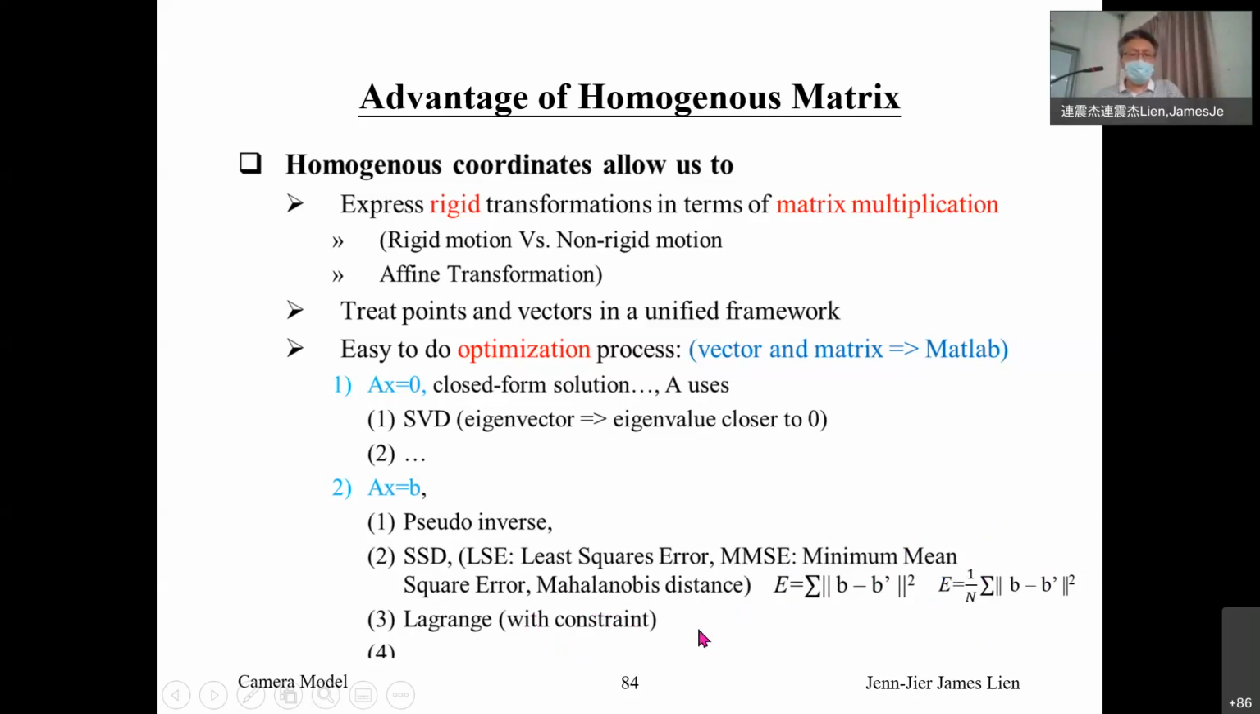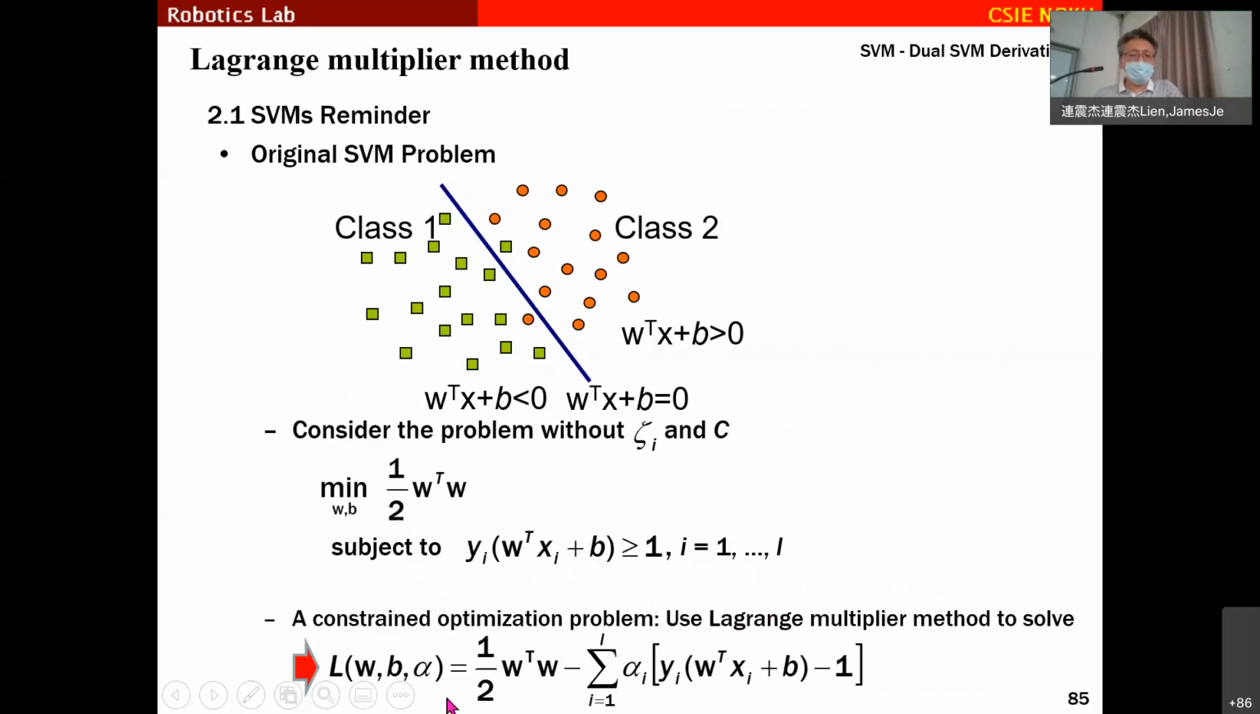So what's the Lagrange? It is this one. This is the original squared equation, and you have one more constraint term. Usually the Lagrange multiplier is lambda, so we try to solve this. This is a constraint term. Suppose they have two classes. This is SVM, the support vector machine.